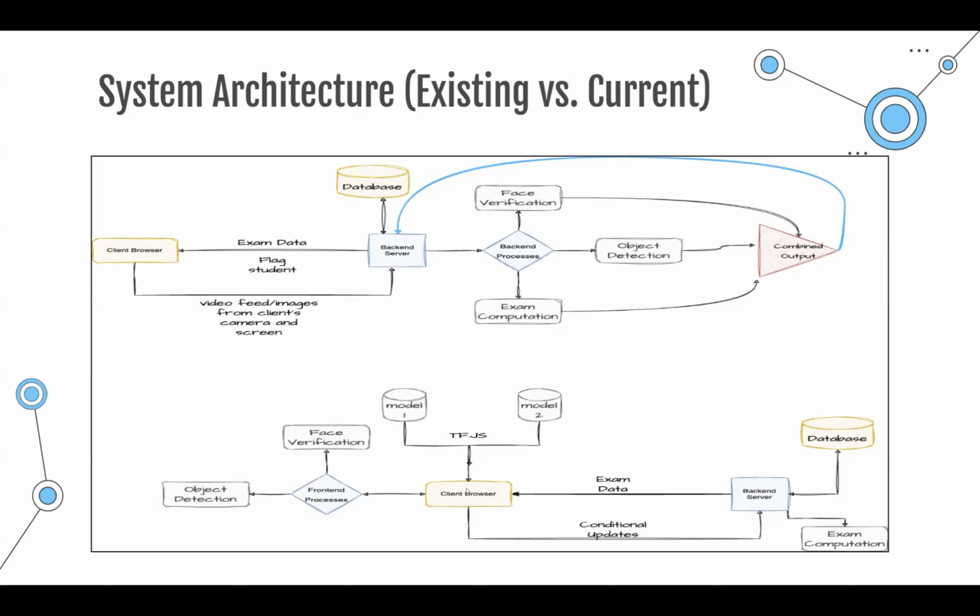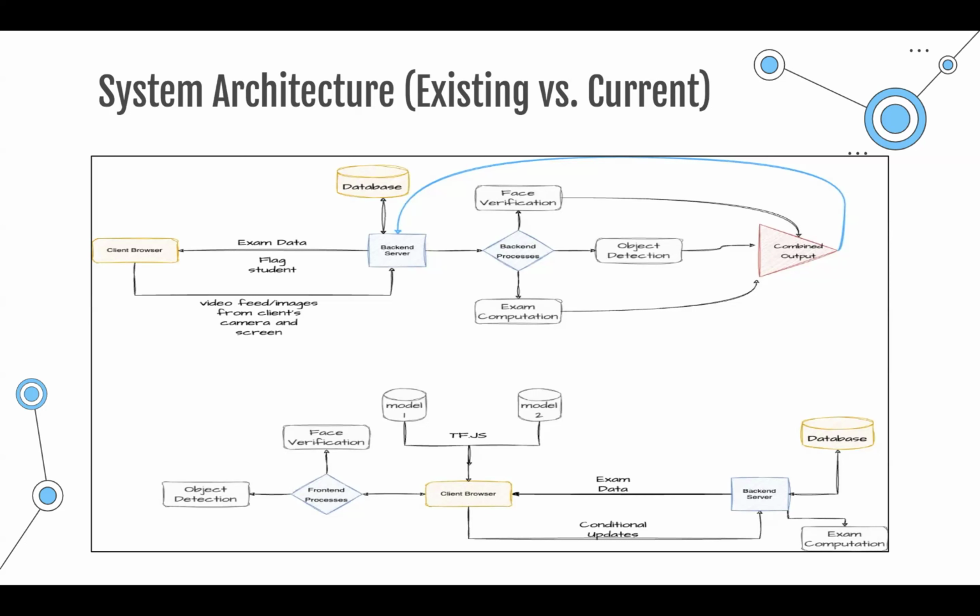What our system provides is that everything happens on the client side itself. In the client browser, we have TFJS models running; the TensorFlow JS library has been used. In that, we have face detection and object detection models. Those models send their output within the client browser itself. Malpractices can be sent as an event, and that event can be recorded in the backend server and stored in a database.